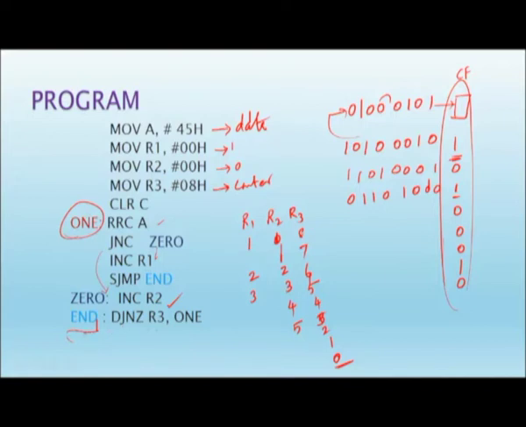So, now the values are: R1 is 3, R2 is 5. So, totally 8, okay, 3 number of 1s and 5 number of zeros. So, this is the way the program is used to count the number of 1s and zeros.